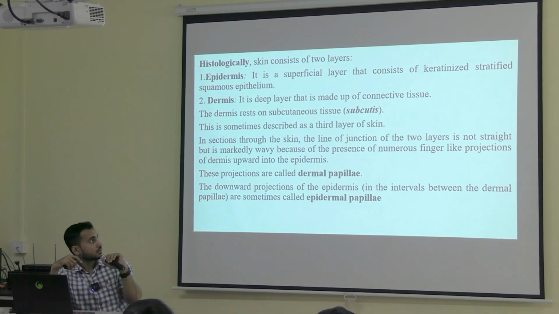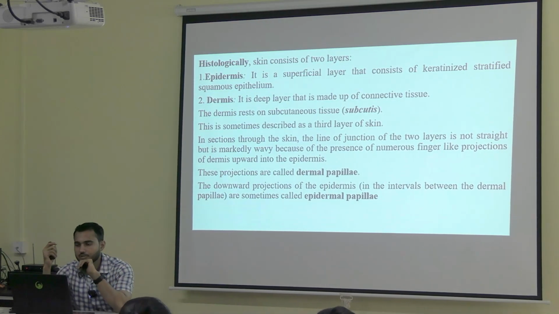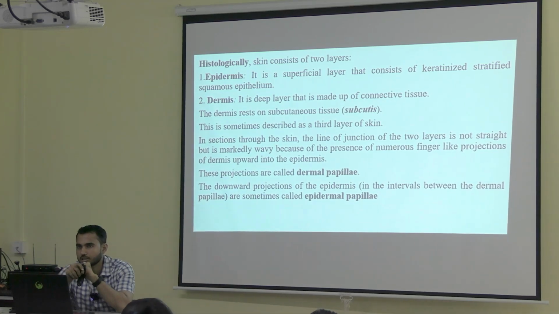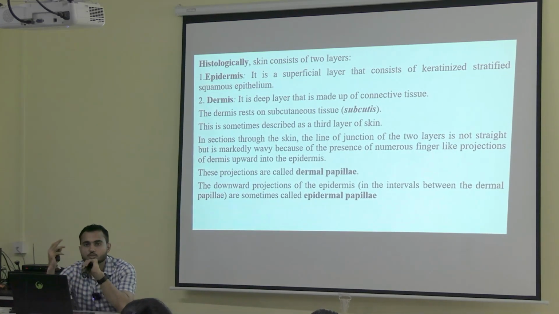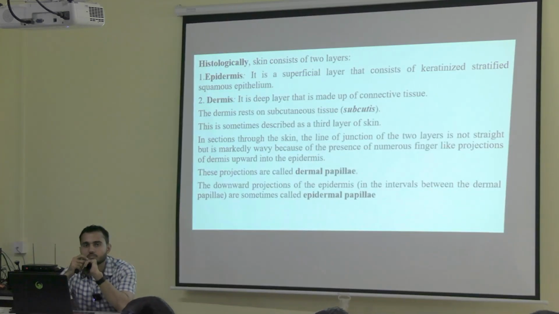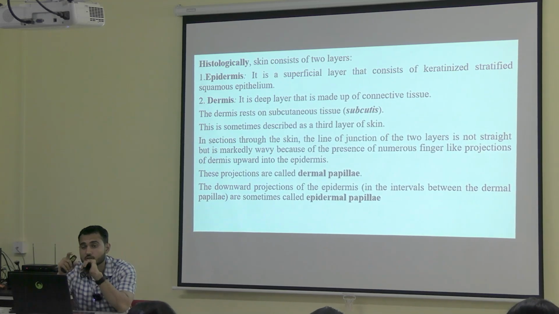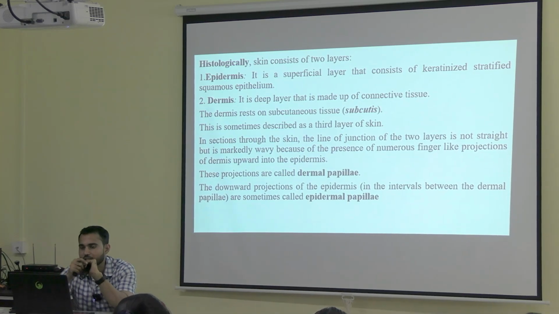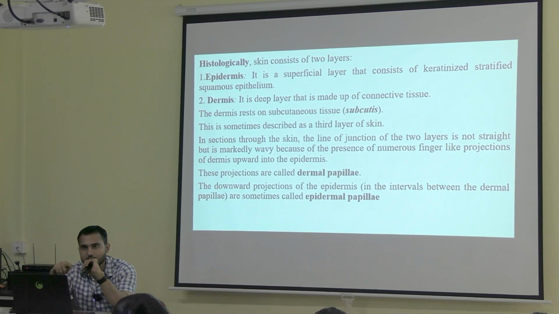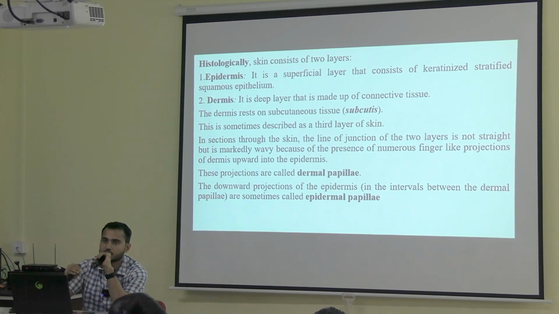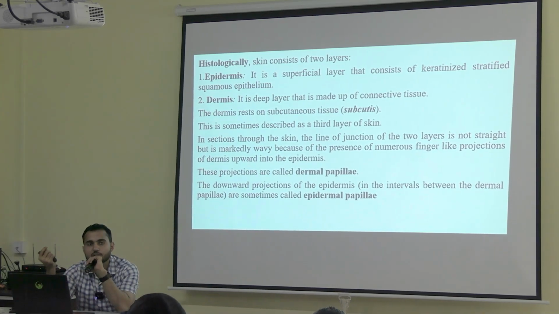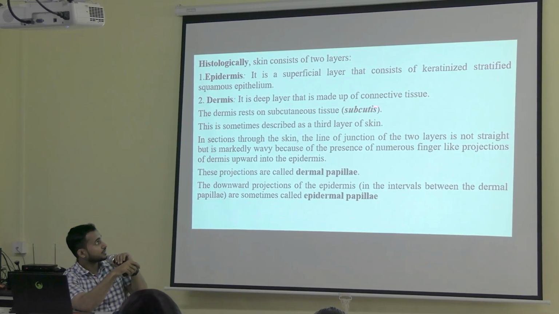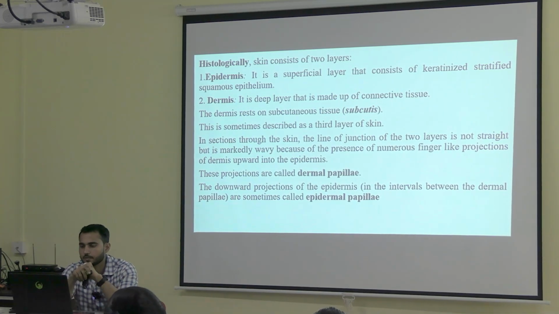Histologically, you can see the skin consists of 2 layers, epidermis and dermis. The epidermis is the superficial layer. It is thin. It is made up of stratified squamous keratinized epithelium. Sorry, not non-keratinized. Stratified squamous keratinized epithelium is present in the epidermis. And the dermis is the deep layer. First the epidermis, and below that you will find the dermis. Dermis is made up of connective tissue. Now the dermis is resting on subcutaneous tissue.